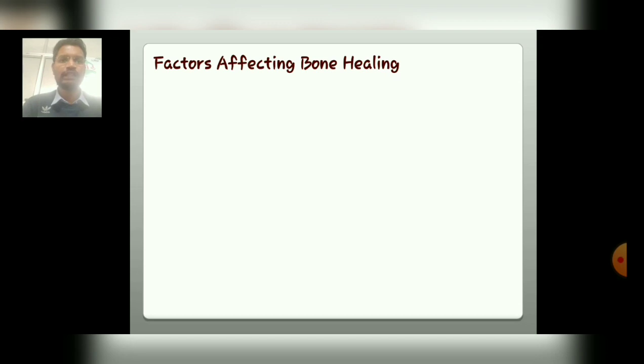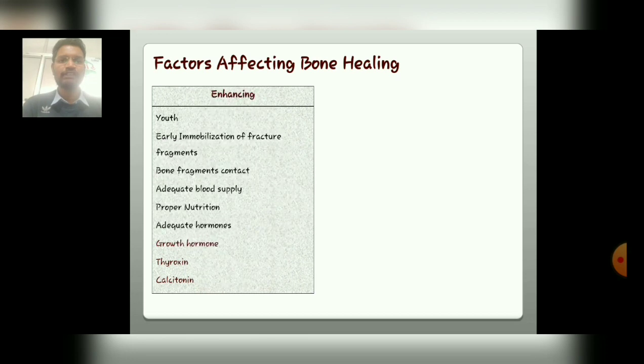Then coming to the next point, that is, what are the factors affecting bone healing. We have some factors that affect the bone healing process, mainly the enhancing and the deteriorating factors. Starting with the enhancing factors: first is youth, second is early immobilization of fracture, third is fragments, fourth is bone fragments contact, fifth is adequate blood supply, sixth is proper nutrition, seventh is adequate hormones, eighth is growth hormone, ninth is thyroxine, and tenth is calcitonin.